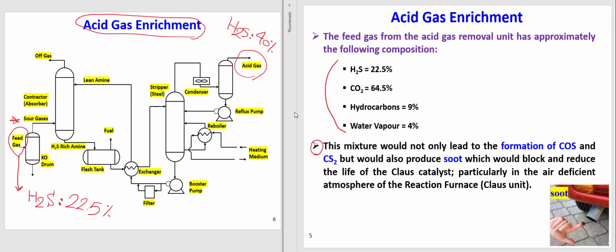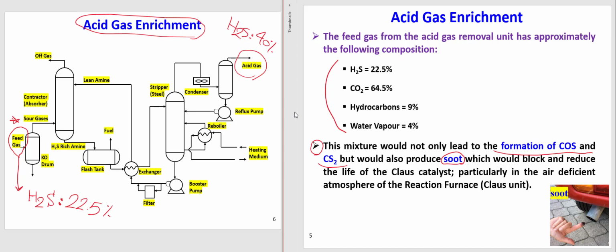In the conditions that we have in the Claus process, which is high temperature, we have a furnace. So these molecules that we have cannot only form COS or CS2, which are contaminants, some undesired products. They can also produce soot. Soot is also a kind of coke, they call it also coke.